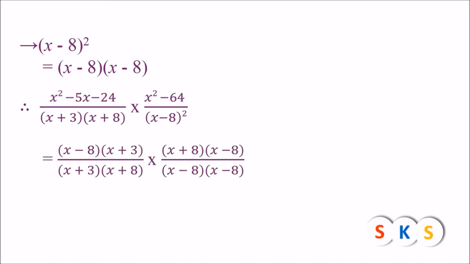Now what will happen? Now we'll go for the cancellation. This x minus 8 and this x minus 8 will get cancelled. Correct? This x plus 8 and this x plus 8 will get cancelled. This x plus 3 and this x plus 3 will get cancelled. And this x minus 8 will get cancelled with this x minus 8. So what is left after the cancellation? Okay, you can see nothing is left. That means 1 is left. Okay, so after the cancellation, the answer is 1. You can see I'm cancelling all. So the answer is 1.